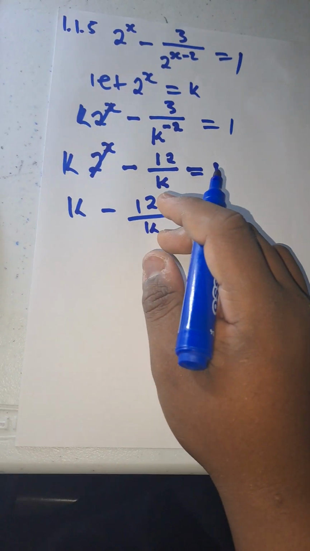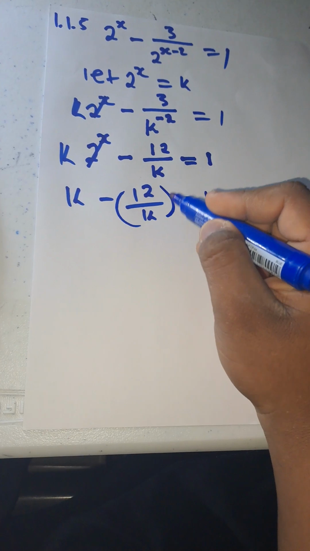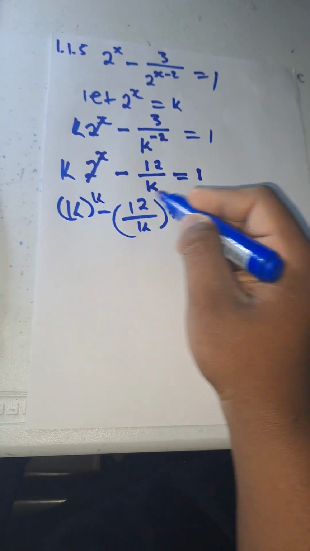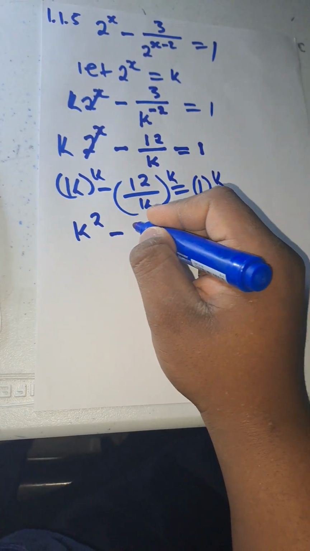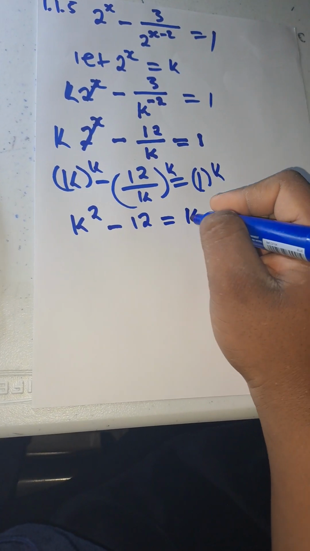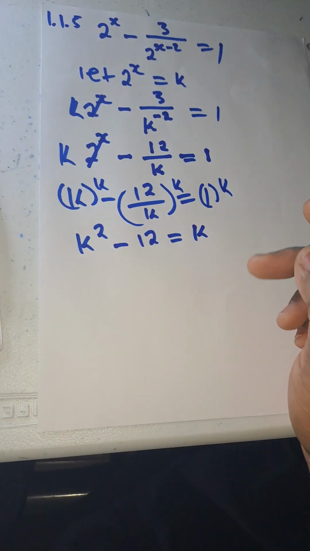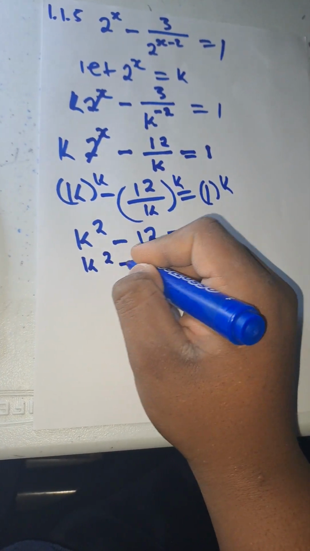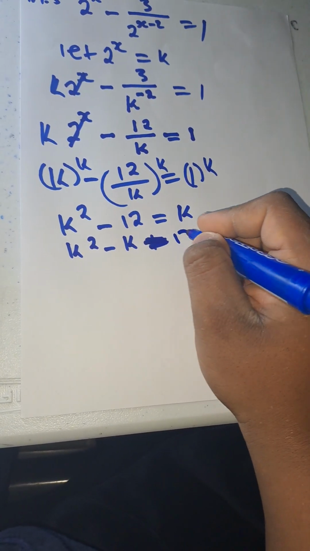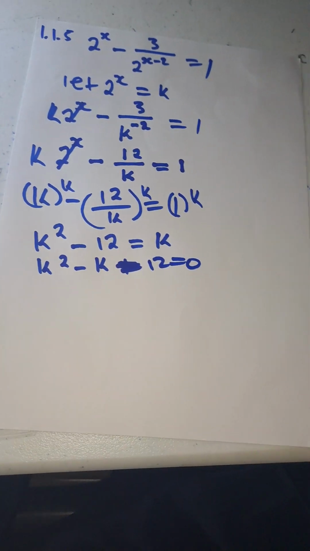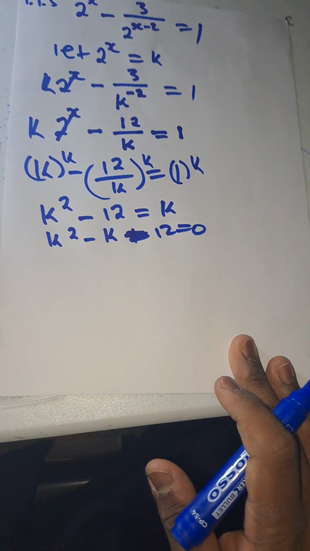Now, since I have a denominator of k, to remove this fraction, I multiply everything by the denominator. So now I'll have k squared minus 12 is equal to k. Then in the form that I showed you: k squared minus k, minus k minus 12 is equal to 0. So k squared minus k minus 12 is equal to 0.